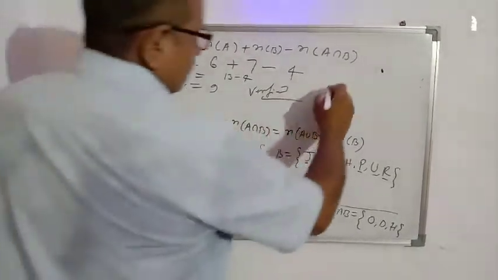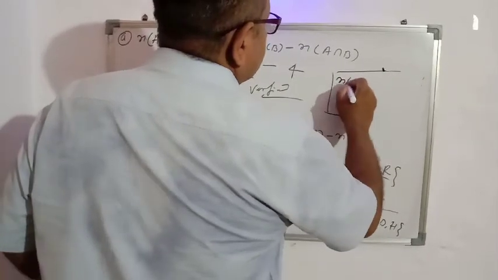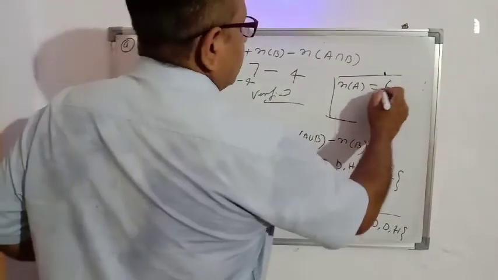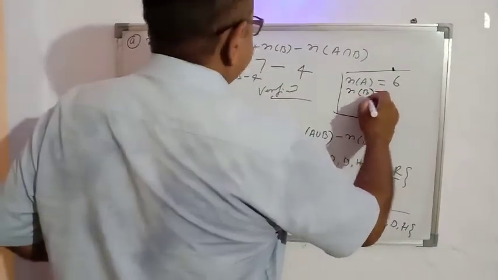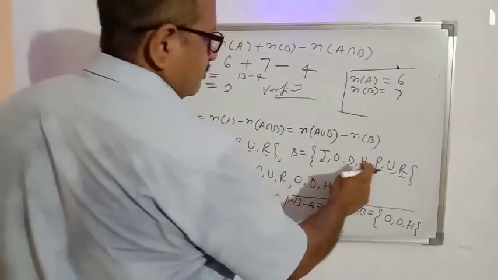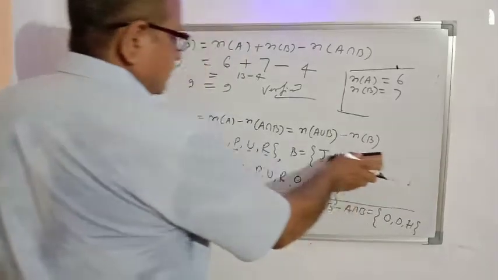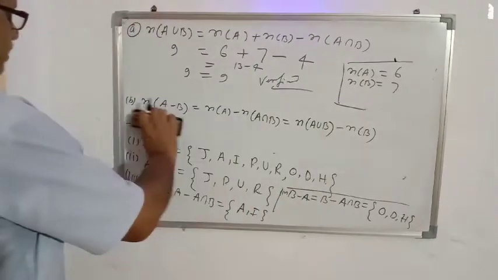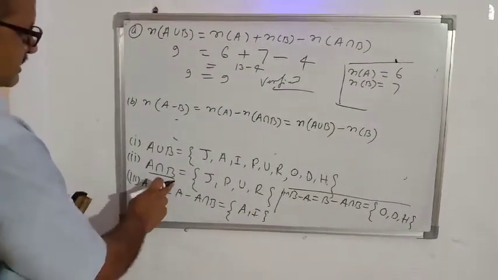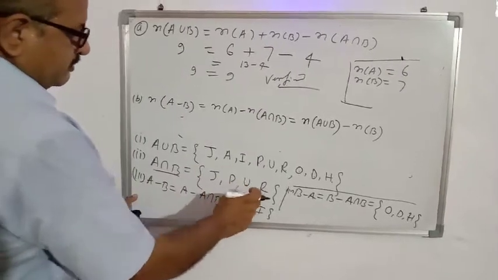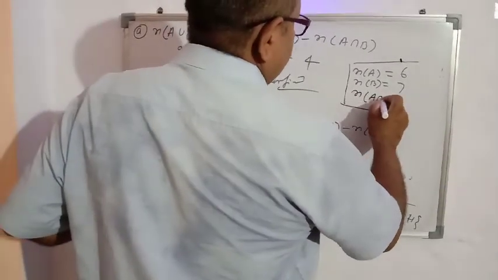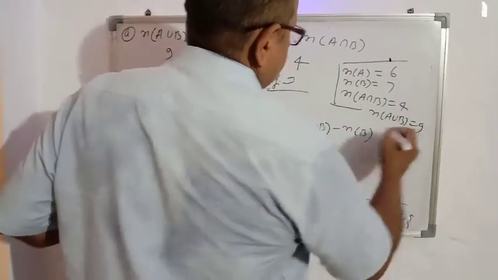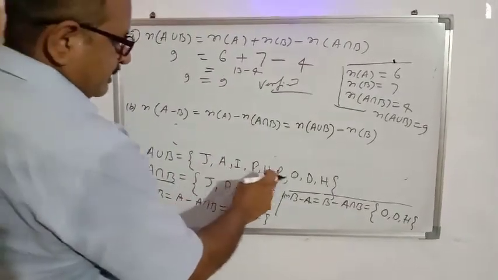So what is n(A)? List here. n(A): how many elements? 1, 2, 3, 4, 5, 6. n(A) is 6. n(B) is 7. 1, 2, 3, 4, 5, 6, 7. And A intersection B: 1, 2, 3, 4. n(A intersection B) is 4. And n(A union B), it is 9.